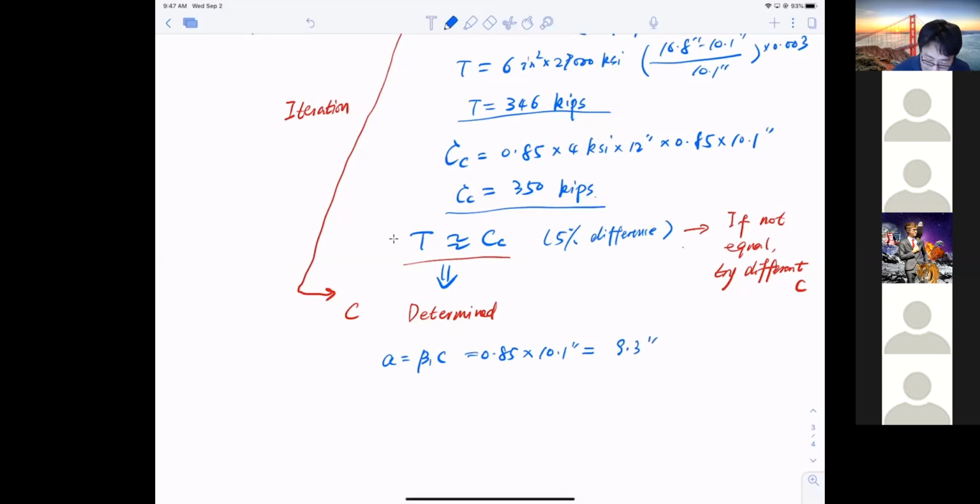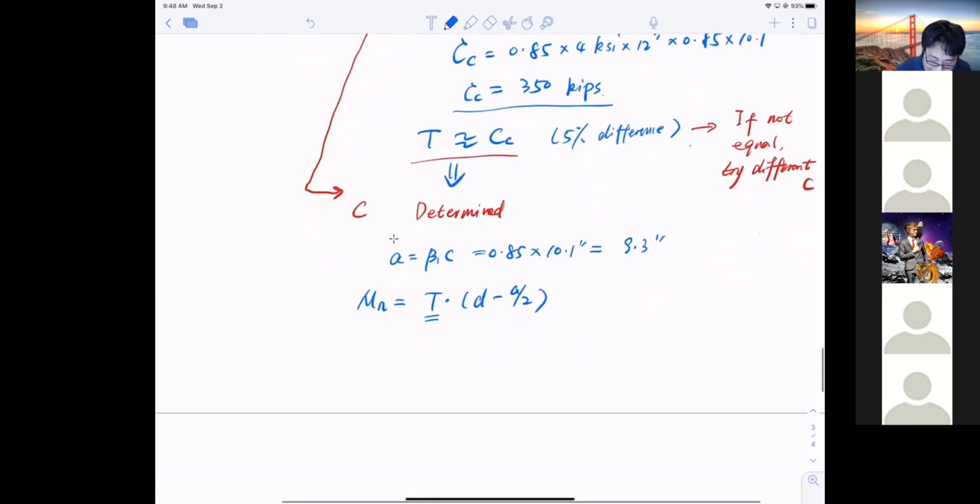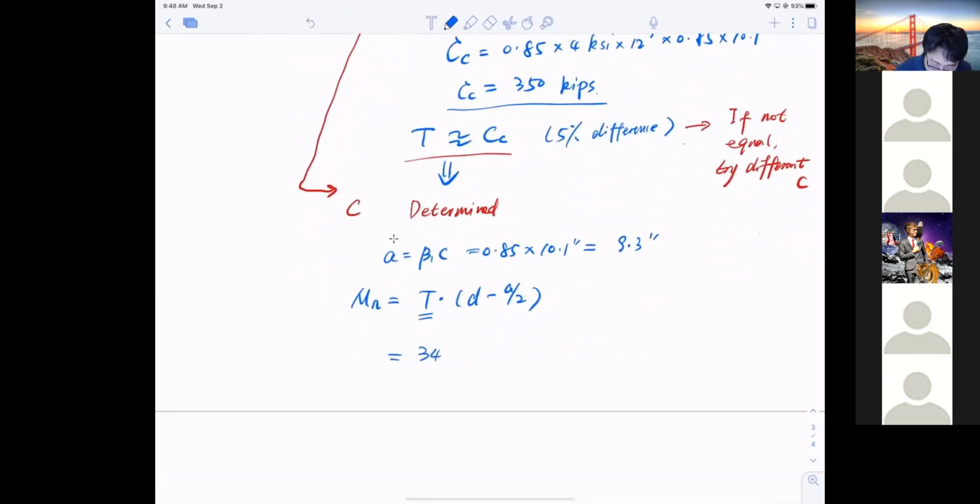Okay. And then I can calculate my moments. So Mn now equals tension. Notice I did not use As fy, okay? I just use tension times d minus a over 2. So tension now equals 346 kips, which I just calculated. And d, 16.8, minus 9.3 divided by 2. And I got a number of 4,350 kip-inch. Okay, and that equals 363 kip-feet.